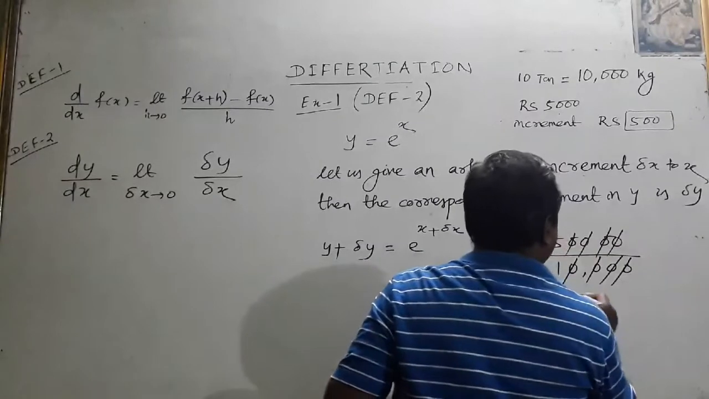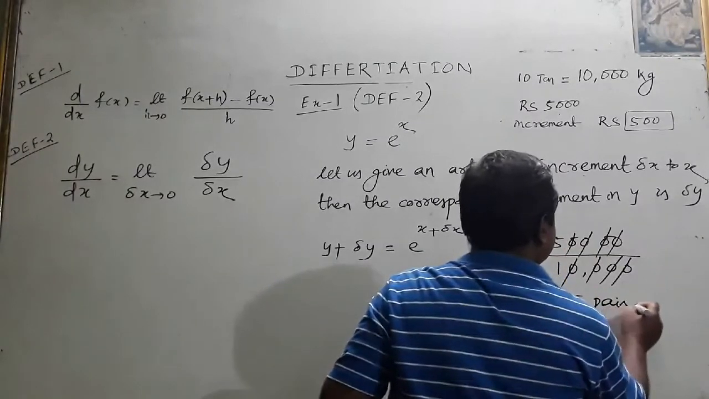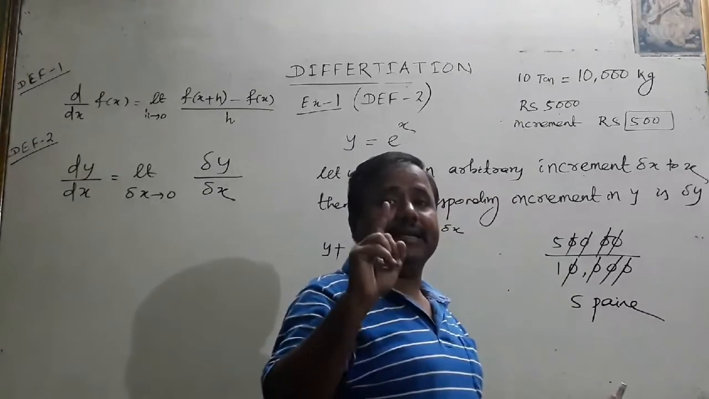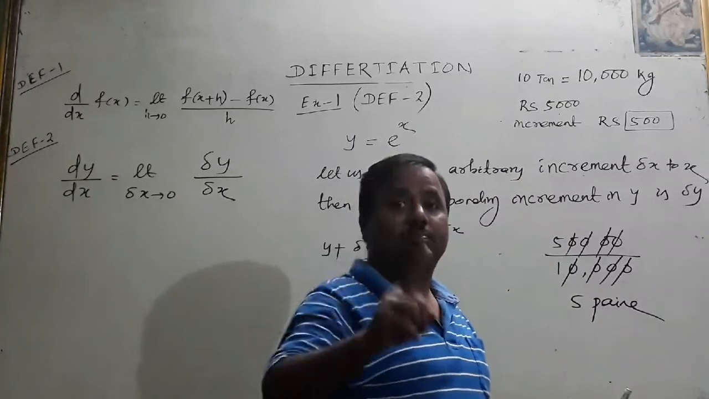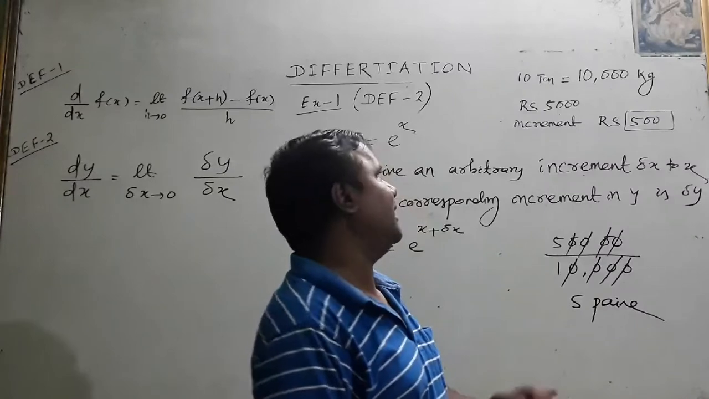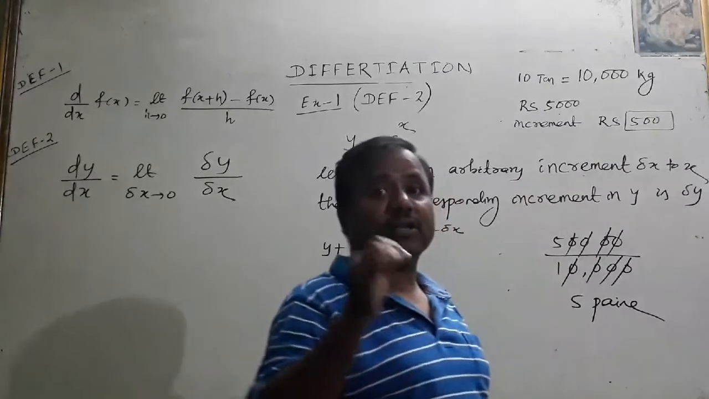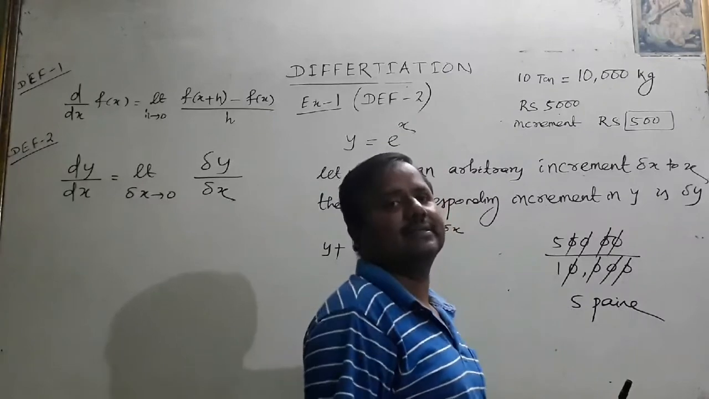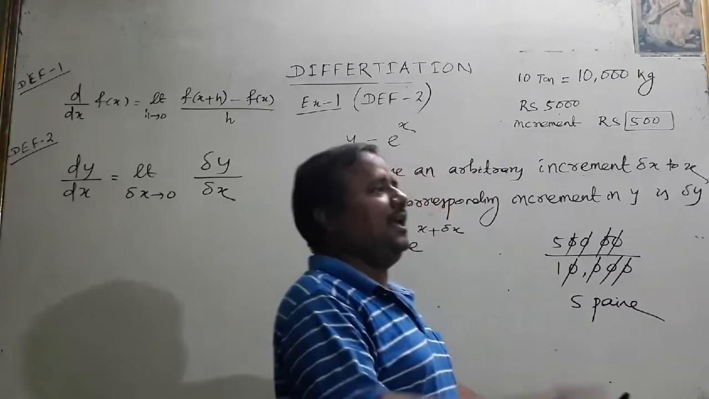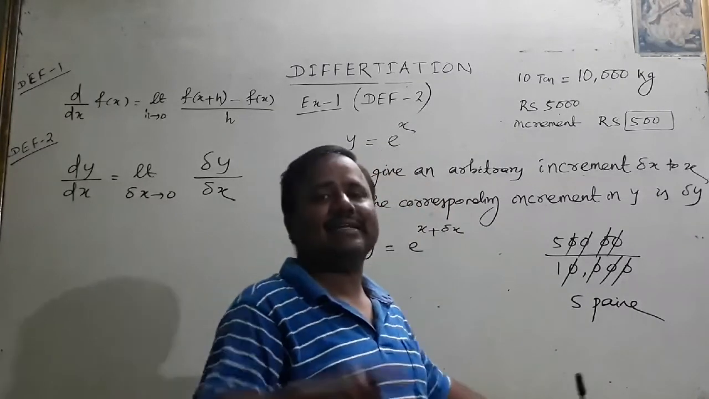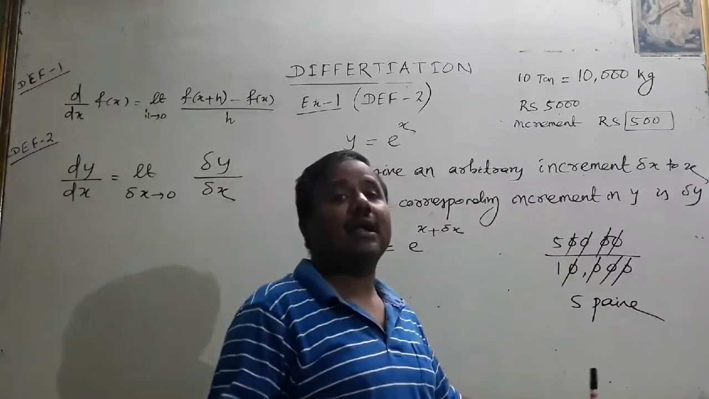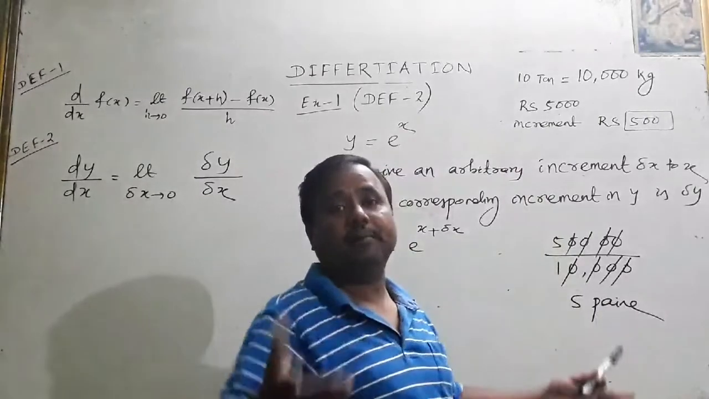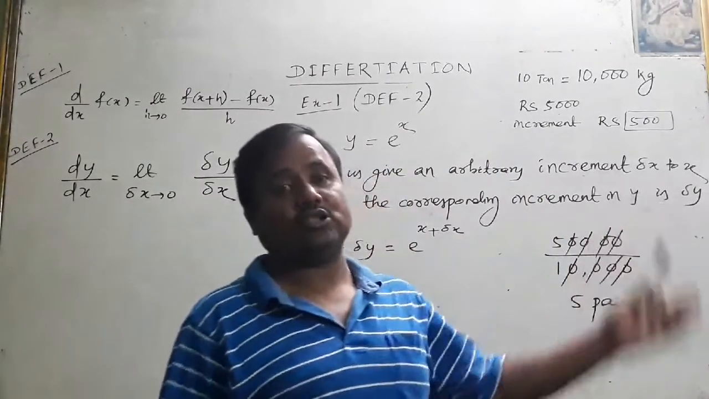So 5 paisa. If diesel rate increases 1 rupee per liter, then the potato rate will increase 5 paisa per kg. If I say that if diesel rate increases 1 rupee, then I will increase the potato rate 1 rupee, it is impossible. It is just like that story.